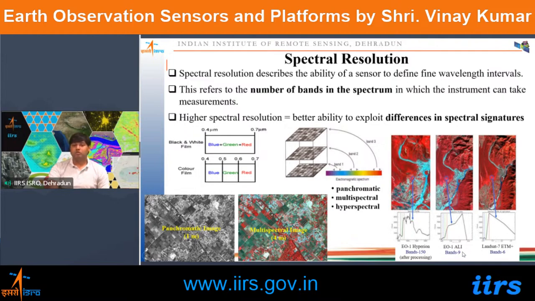When we increase the number of bands here to 9, this sensor is having 9 multispectral bands, we started seeing certain kind of absorption. And when we use hyperspectral bands, which is 150 after processing, you can see the smallest absorptions are visible, which separates the different vegetation species from each other by seeing this particular type of spectral feature. So high spectral resolution, better ability to exploit differences in the spectral signature. So here spectral resolution is what? It describes the ability of sensor to define fine wavelength intervals.